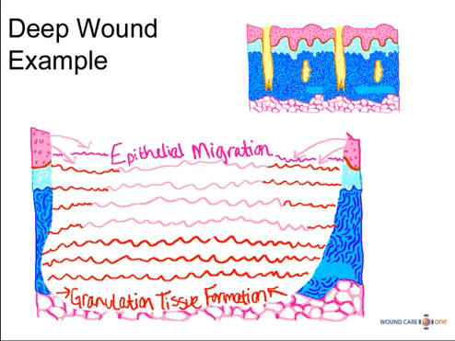Remember, wound healing is a dynamic process with multiple things going on at the same time. Bleeding stops, granulation tissue forms, cells are migrating, and the wound will contract, which is the topic of our next lesson.